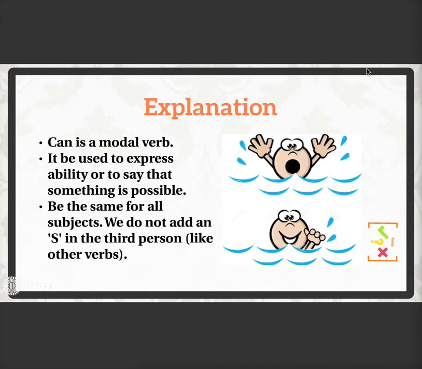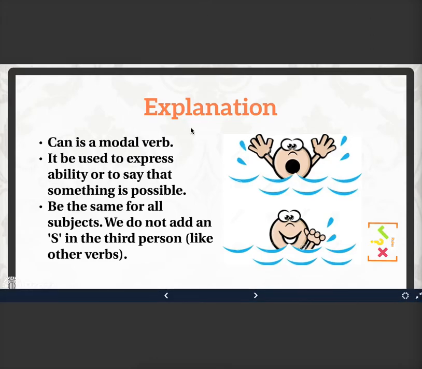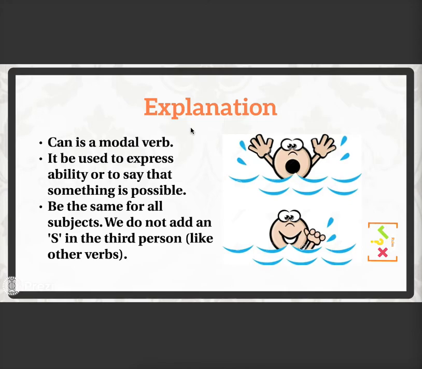Thank you, baby. So we have some important things here. The first one, can is a modal verb. Es un verbo modal. So this is to express how something is done. Un verbo modal para decir cómo se hace algo. Okay? It can be used to express ability or to say that something is possible. So as I was telling you, look at this image, the first one, he can't swim, he can swim. No puede nadar, sí puede nadar. So to say something about abilities or possibilities.